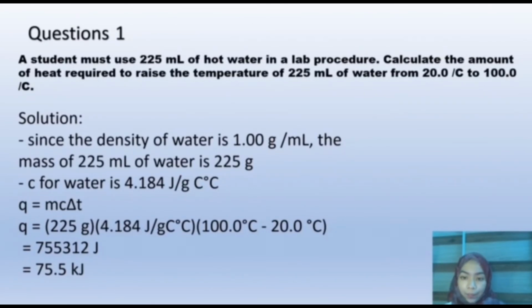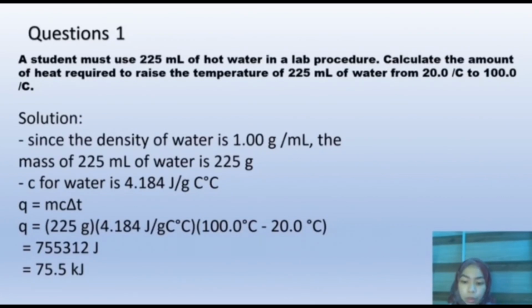For question 1, the amount of heat required, that means we want Q. The formula given is Q equals mc delta T. We put all the numbers and all the information into the equation, and then we get the answer, which is 7553120. Whether you want to change it to kilojoules or not depends on you and depends on the question.